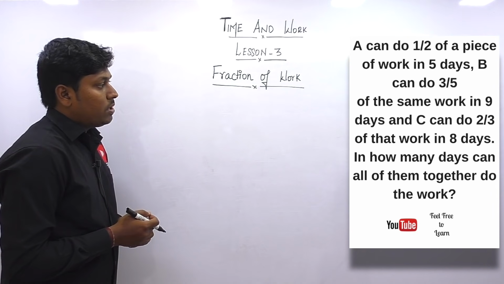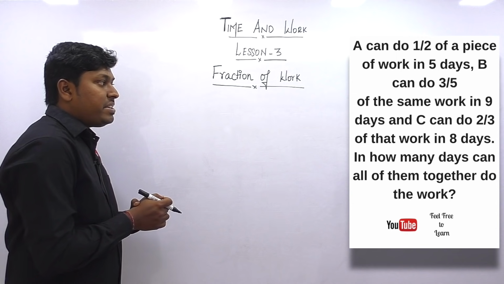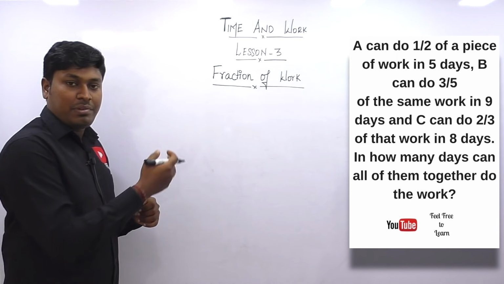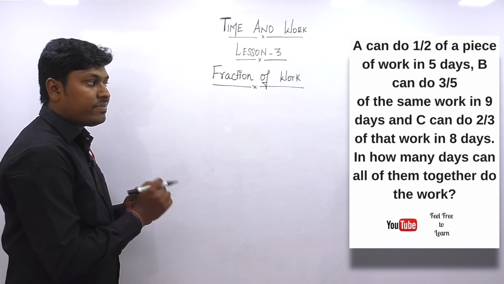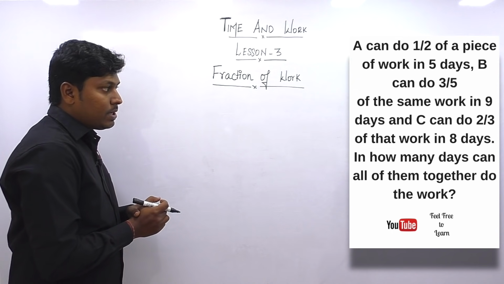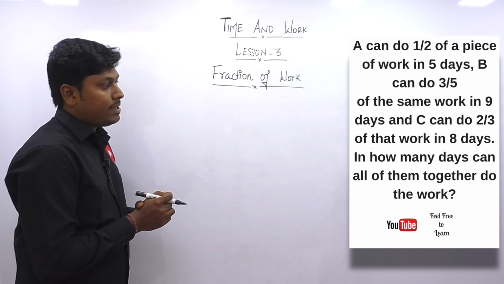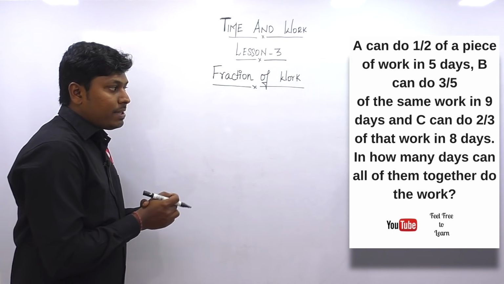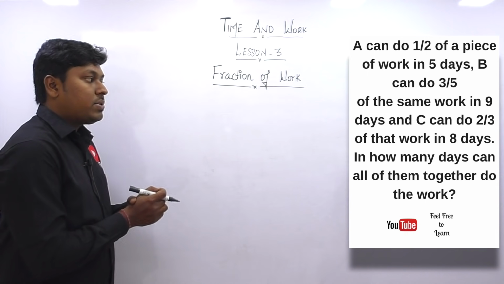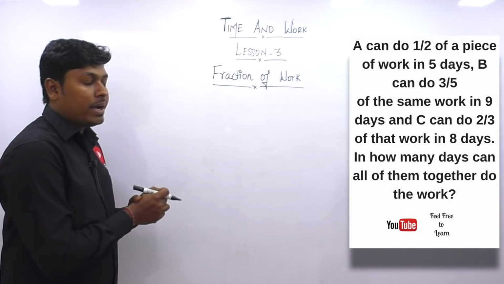Question number 2. A can do half a piece of work in 5 days. So half is 1 by 2, right? So 1 by 2 piece of work in 5 days. And B can do 3 by 5 of the work in 9 days. And C can do 2 by 3 of the work in 8 days. So in how many days can all of them together do the work?